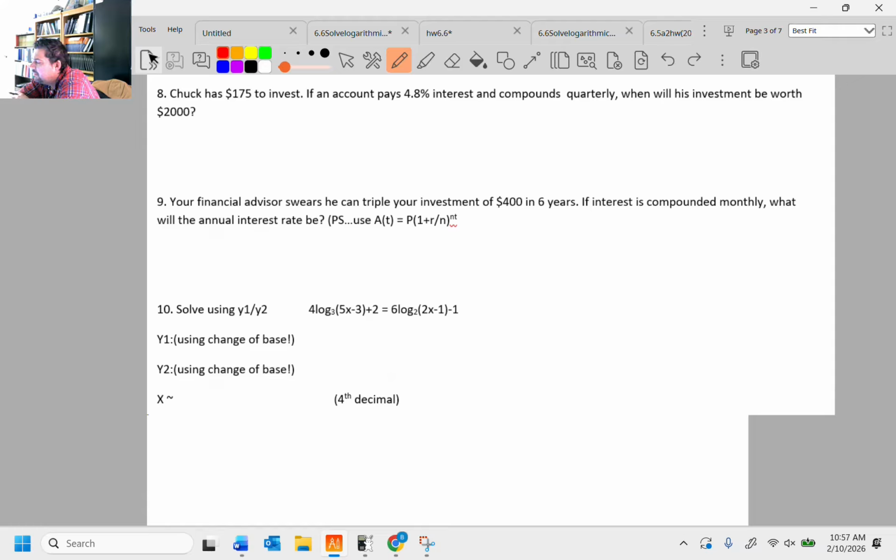If interest is compounded monthly, what will the annual interest rate be? So if I'm going to triple it, that means after time it becomes $1,200, right? So 1,200 equals the principal of 400 times, plugging into this formula, 1 plus r, don't know r, over n. Compounded monthly, n is 12. And we have nt as an exponent, and that's a 6.